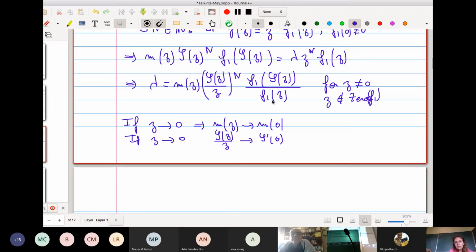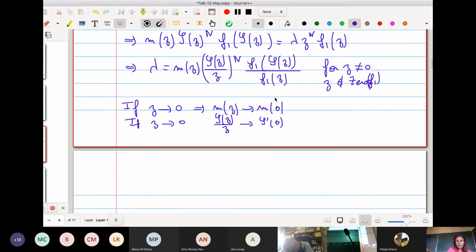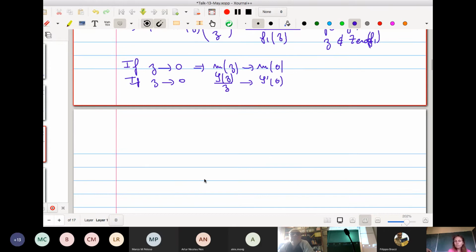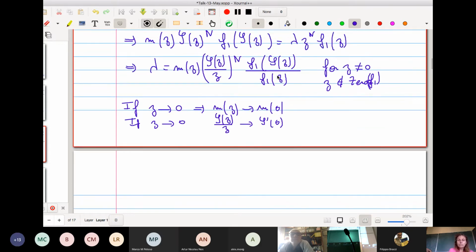And this is well defined because f1 of 0 is not 0. So this term tends to 1 because 0 is a fixed point and f1 is not 0. So the good candidates for the lambda point in the point spectrum have the form m at 0, phi prime of 0 to the n.